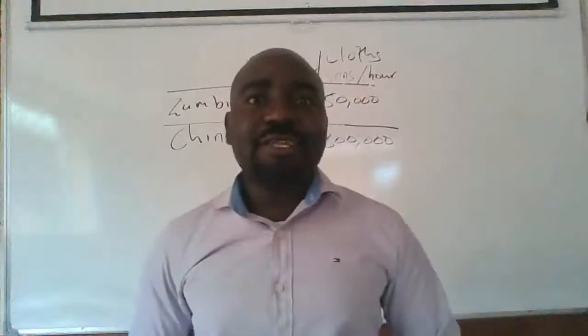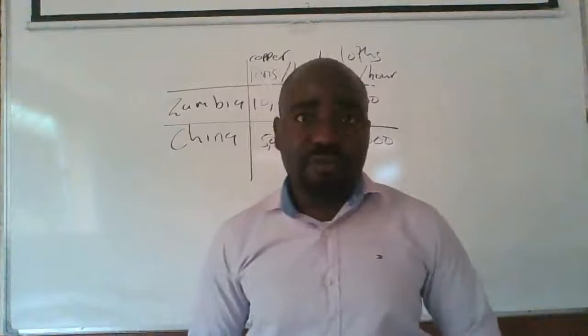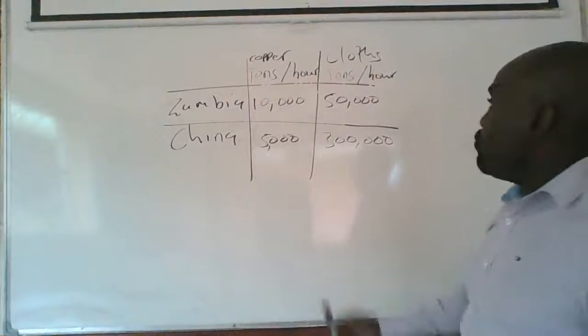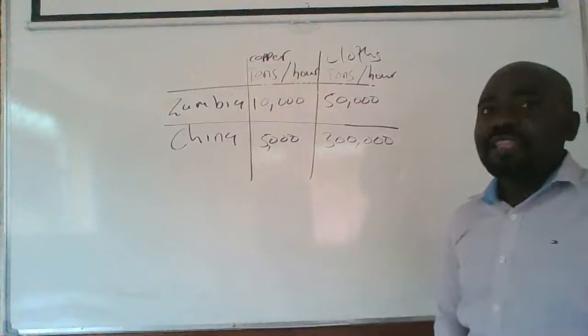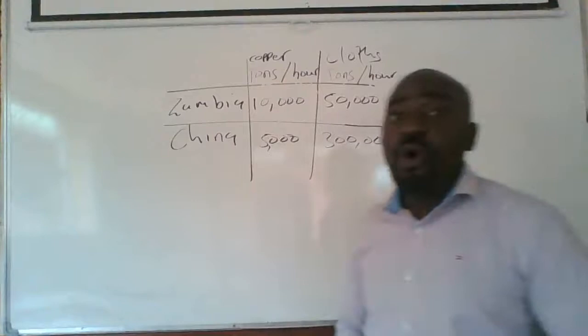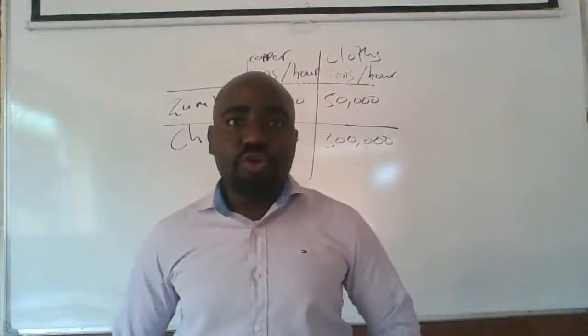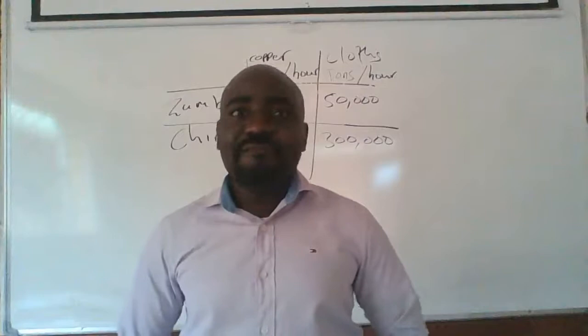If we look at the clothing column, we see that again, both nations are endowed with 1 hour to produce clothes. And from this, we see that given 1 hour, Zambia is able to produce 50,000 tons of clothes, while China is able to produce 300,000 tons of clothes in an hour. Which means that China is using the same 1 hour to produce more output of clothes compared to Zambia. Therefore, China is said to have an absolute advantage in the production of clothes over Zambia, and Zambia has an absolute disadvantage in the production of clothes with respect to China.